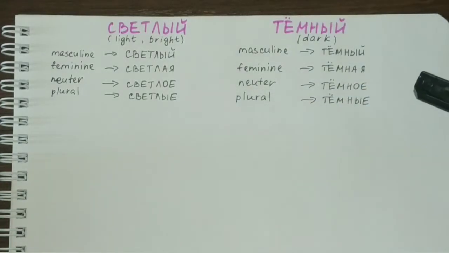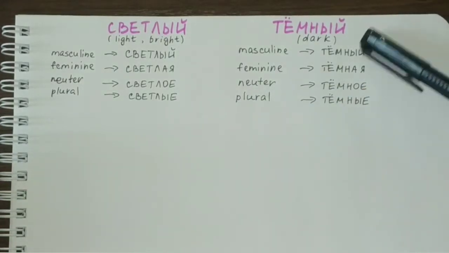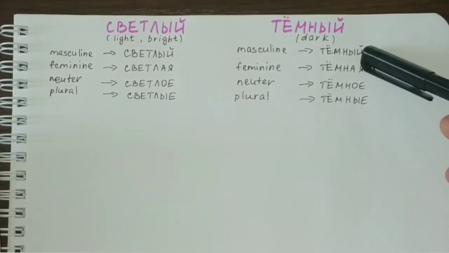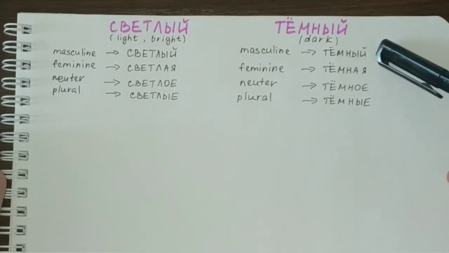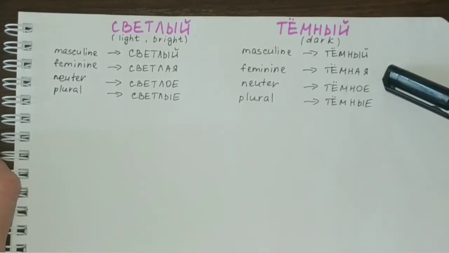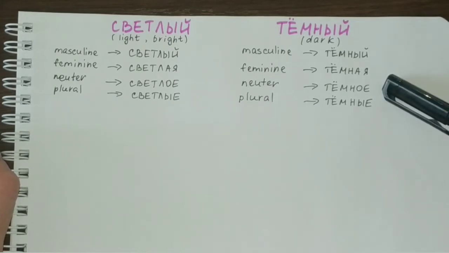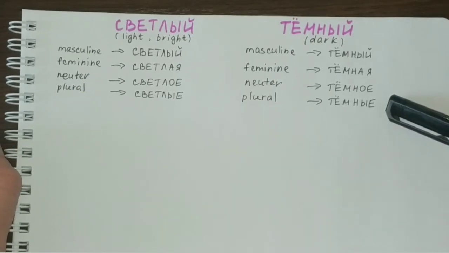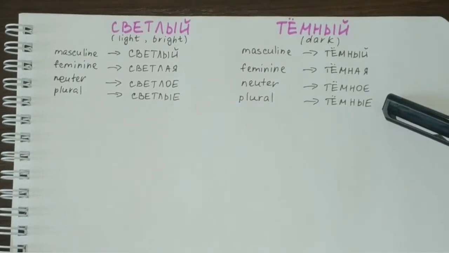For the second adjective, темный, dark, темный is actually the dictionary form, which is the masculine gender form. Feminine is темная. Neuter form is темное. And plural is темные.